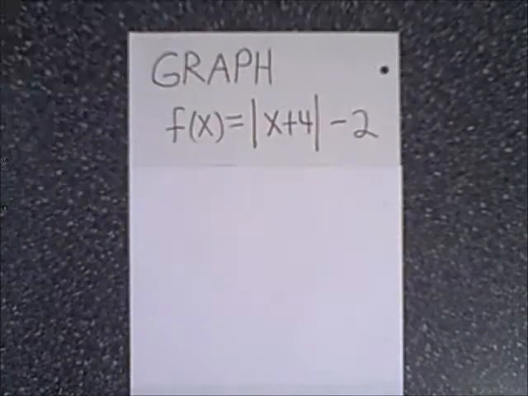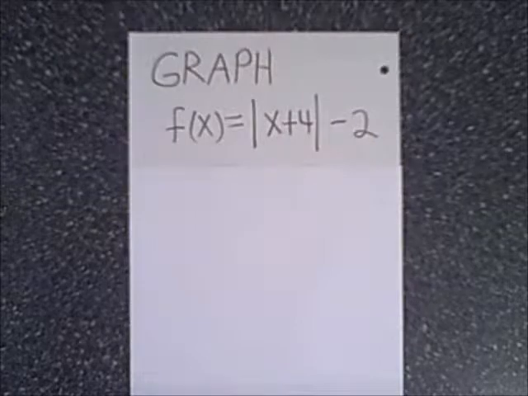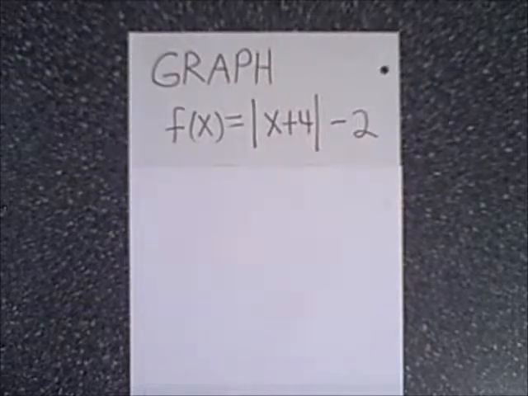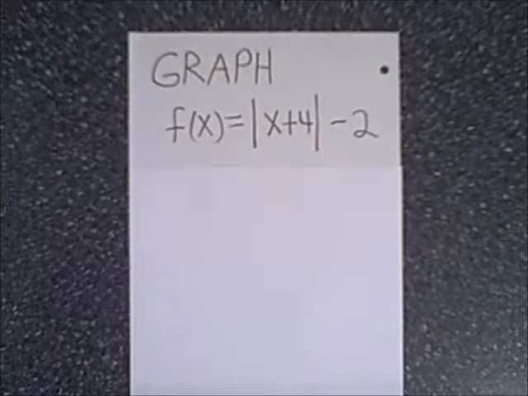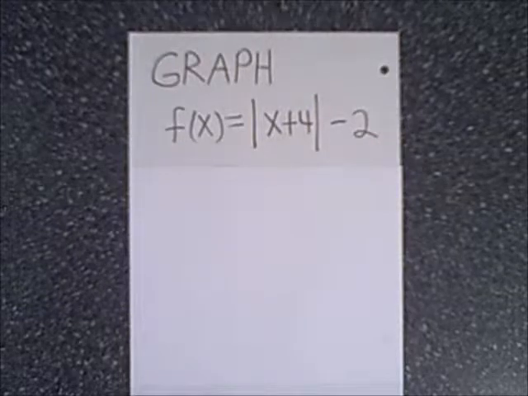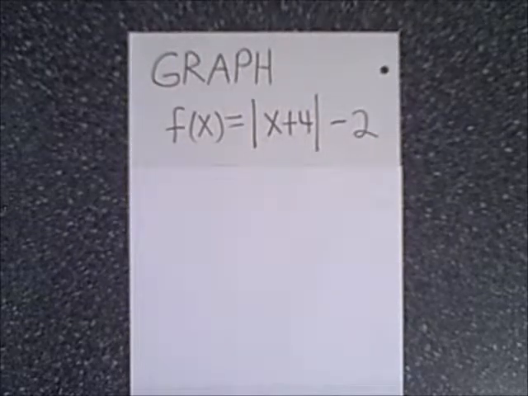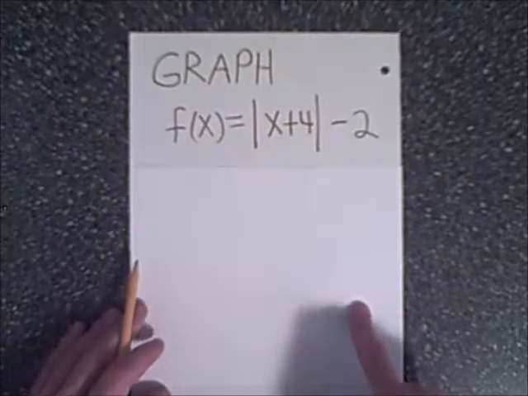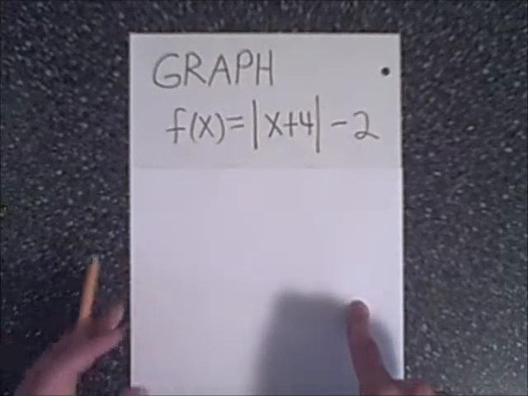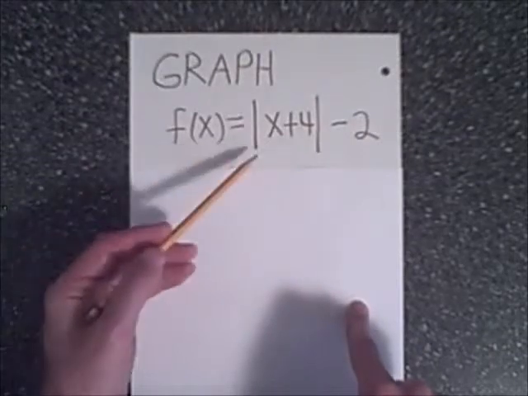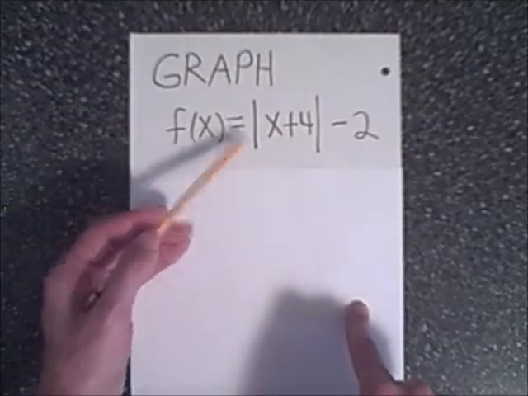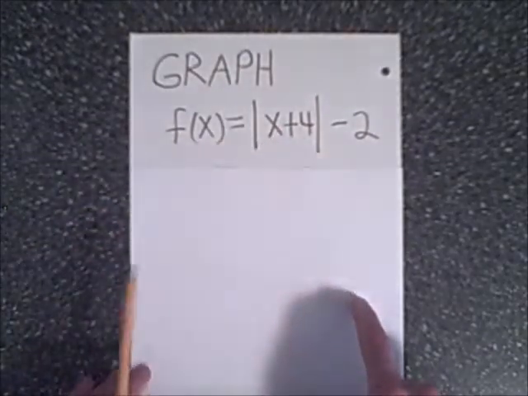Welcome back. In this video, we're going to graph a few functions. Generally, when I approach graphing, I like to try either plotting points or identifying the parent function and using that approach. The first graph that we are going to draw is for the function f of x equals the quantity absolute value of x plus 4, minus 2.